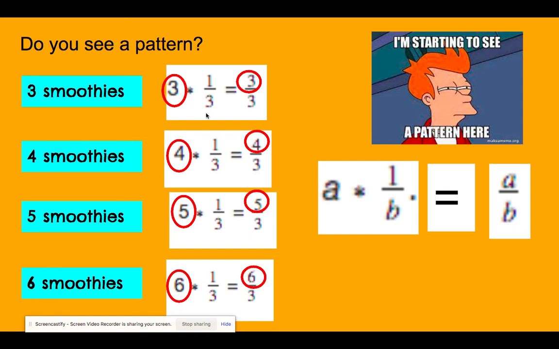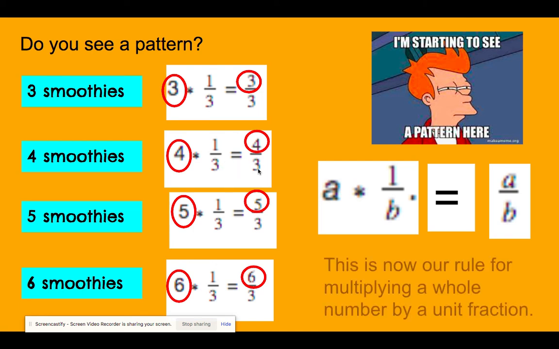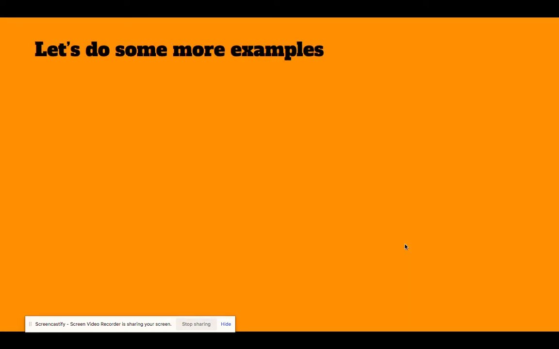So if we're looking back over here at the smoothies, it's 1/3. Your denominator stays the same, right? Same thing here. So that is our rule now for multiplying a whole number, which would be your a, by a unit fraction. So every time, again, let's recap. Every time you're multiplying a whole number by a unit fraction, you take that whole number and you put it at the top in your numerator, and you just slide over the denominator. Let's do some more examples.